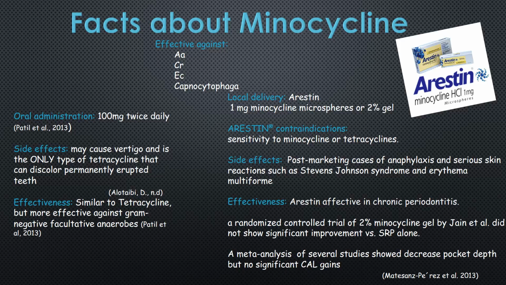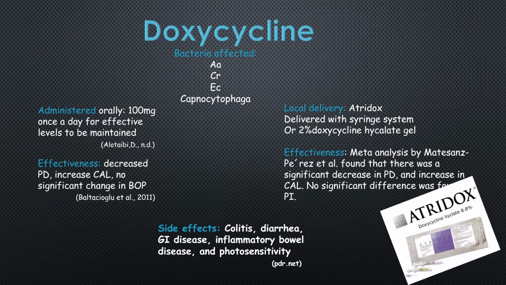Minocycline can be delivered locally in the form of Arestin, a 1 milligram minocycline microsphere, or in a 2% gel. Arestin is effective in chronic periodontitis. A randomized controlled trial of 2% minocycline gel did not show significant improvement versus SRP alone. However, a meta-analysis of several studies showed decreased pocket depths, but no significant clinical attachment level gains. Side effects of Arestin: post-marketing cases of anaphylaxis and serious skin reactions, such as Stevens-Johnson syndrome and erythema multiforme.